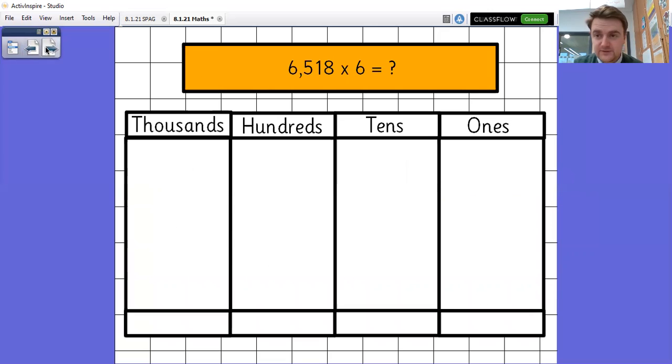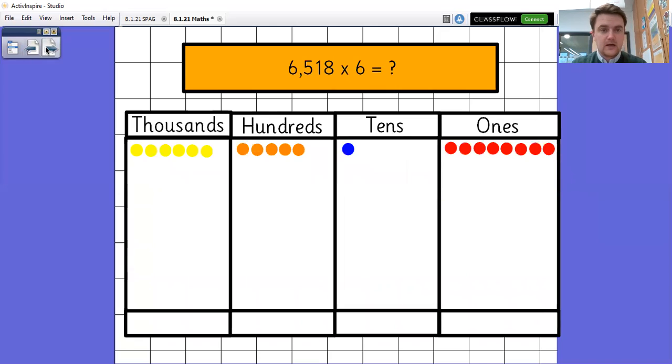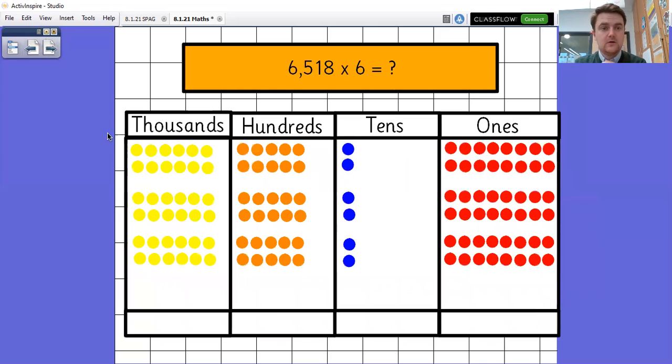Finally, let's have a look at our visual representation. So I need to make 6,518 first of all out of my counters. I've got my place value grids. So I've got 6,000s, 500s, 10, and 8 1s in my grid. Now I need that 6 times. So I'm going to end up with 6 rows of it. 1, 2, 3, 4, 5, 6 lots of 6,518.